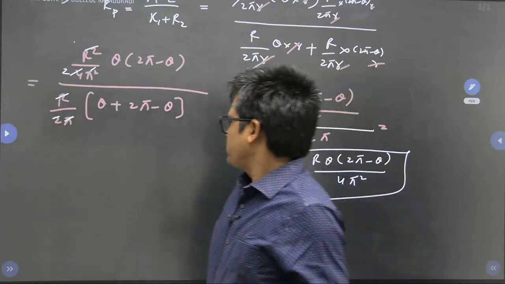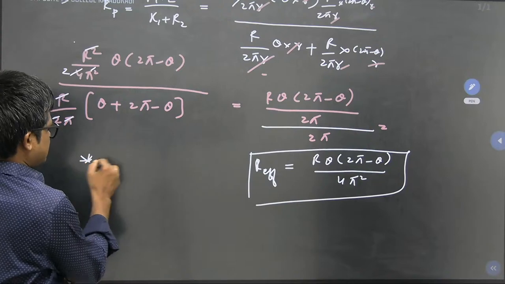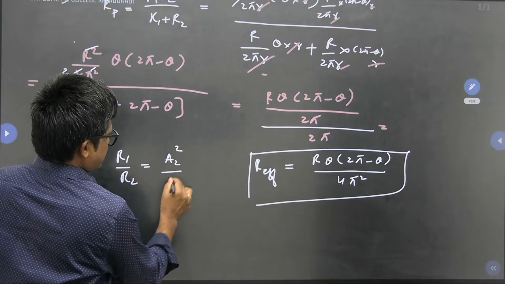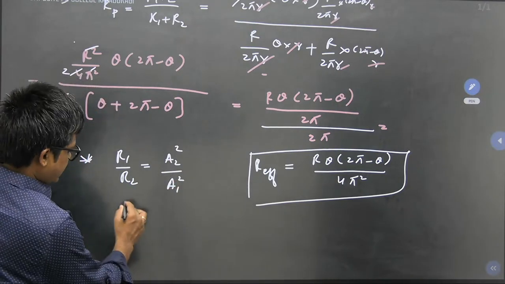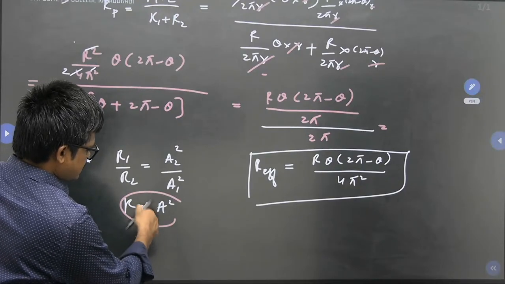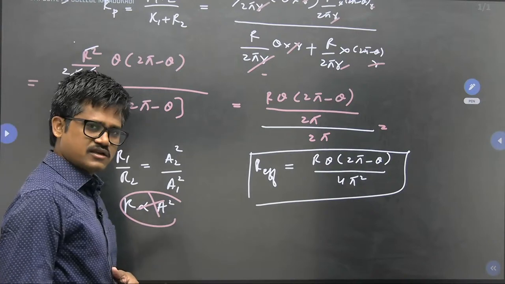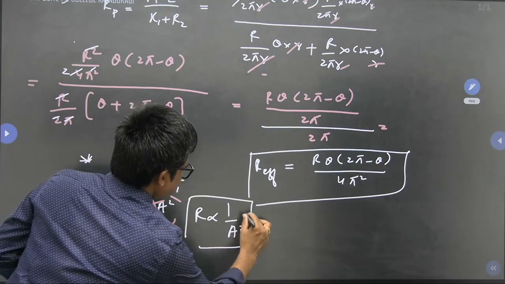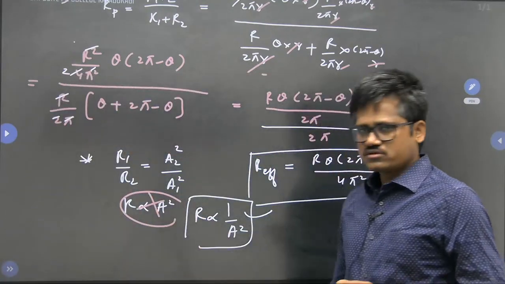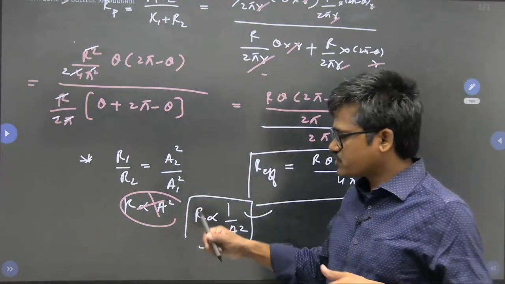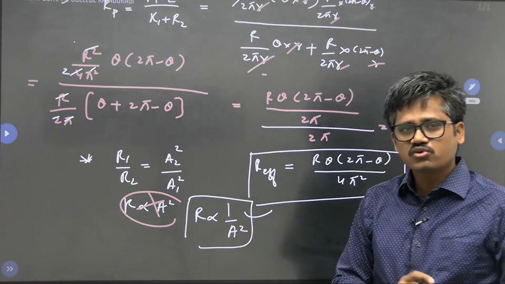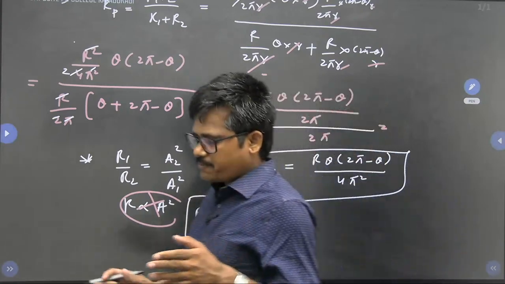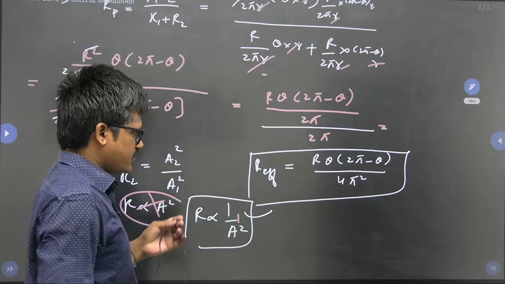Okay, now lastly, let me tell you, in the last class, while telling R1 by R2 is equal to A2 square by A1 square, I did it while ending. I wrote R is proportional to A square. That is wrong. Actually, R is inversely proportional to A square. Please make a note. Even at first I told you. Please make a note: in the stretched case, resistance is inversely proportional to the area of the wire square. So this is regarding the stretching case. Okay, done.